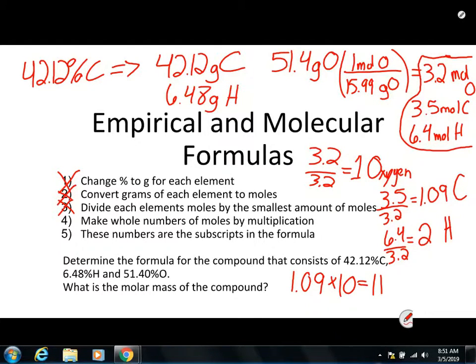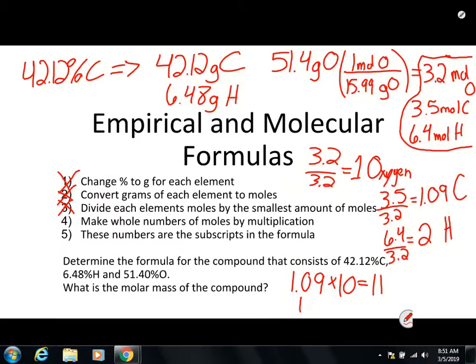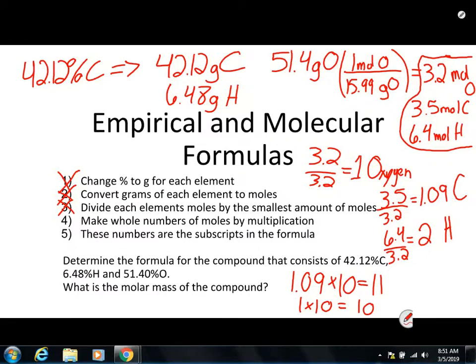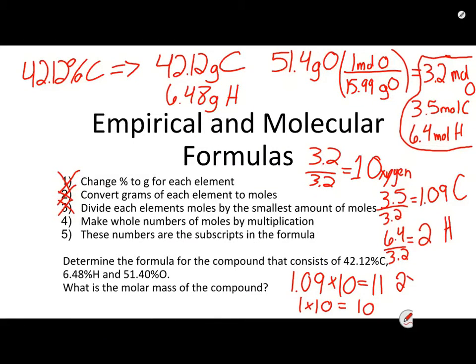If I do this, I've got to do the same thing to everything. So I'll multiply 1 by 10, I get 10. And then if I multiply 2 by 10, I get 20. So 20 hydrogens, 11 carbons, and 10 oxygens. So step 4 is done.